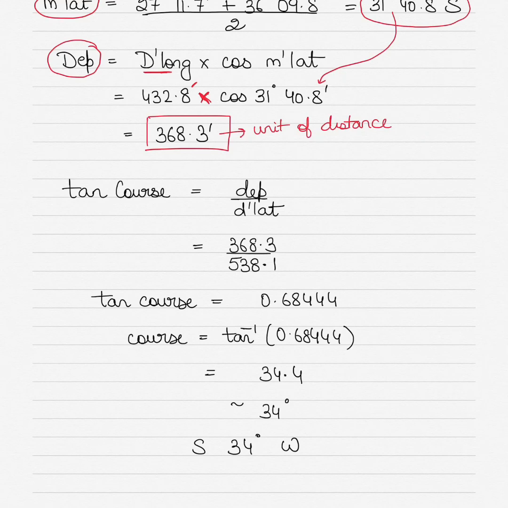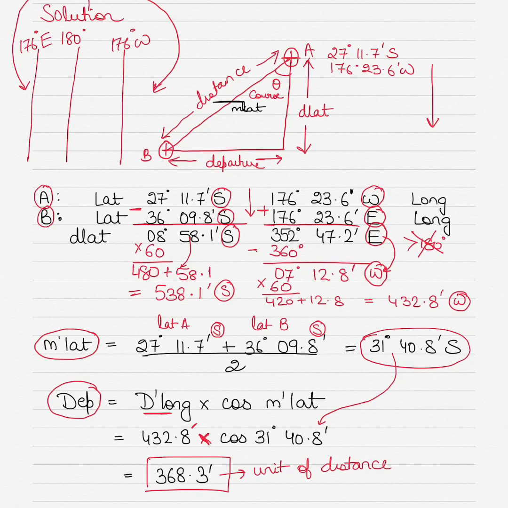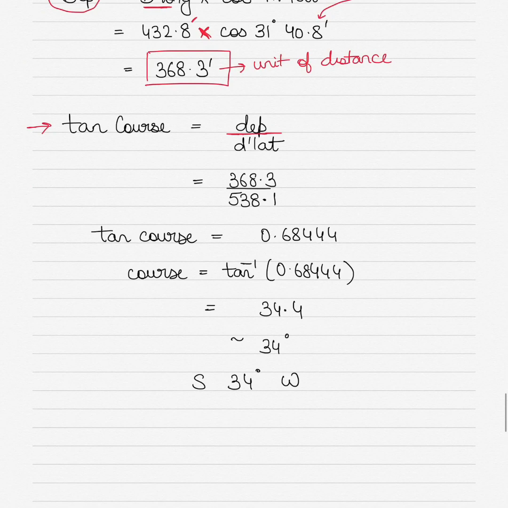Once you've got your departure, the other formula is tan of course equals departure by dlat. Now, if you go back to the figure, you don't even have to remember these formulas. If you can draw this figure, then it's simple plain trigonometry. You've got a right angle triangle here. You can simply use your sine, cos and tan and find out the values. I have discussed all this as well in my previous video. Make sure you watch it.